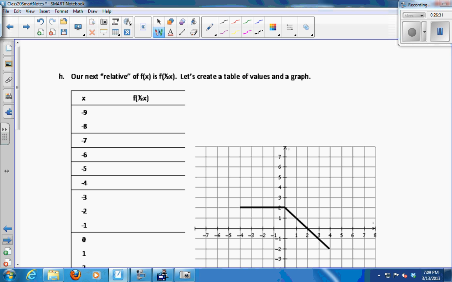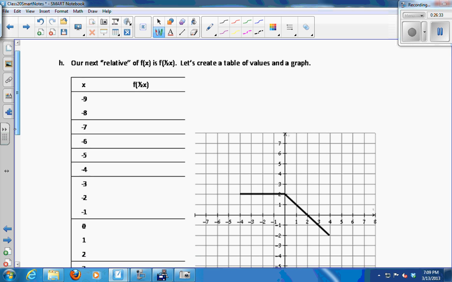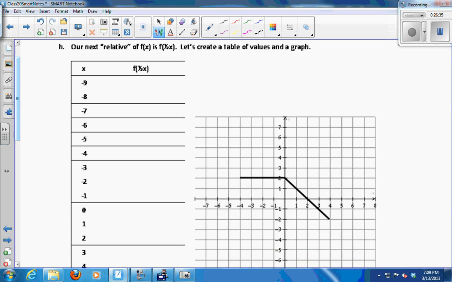All right, so our next relative is f of 1/2 x. So again, I'm multiplying inside the parentheses, but this time I'm multiplying by a small number. Instead of 2 or 4 like I just did, I'm going to multiply by a half. Any conjectures about what's going to happen to my function?